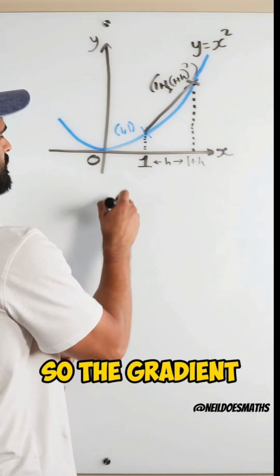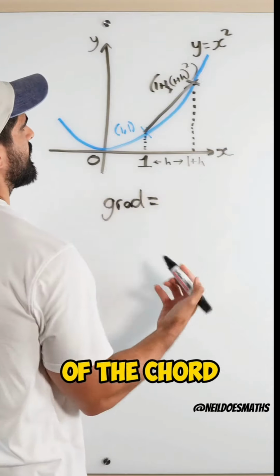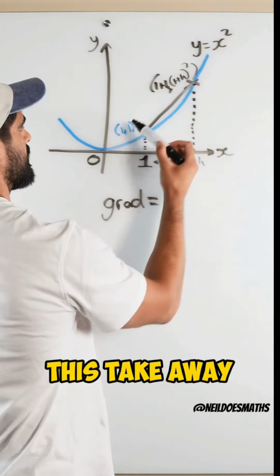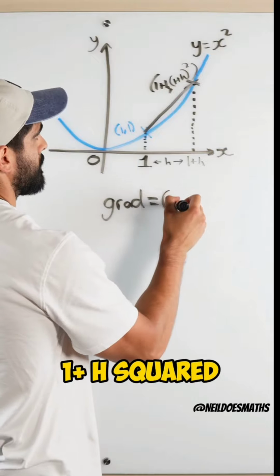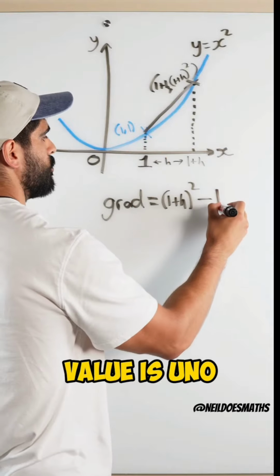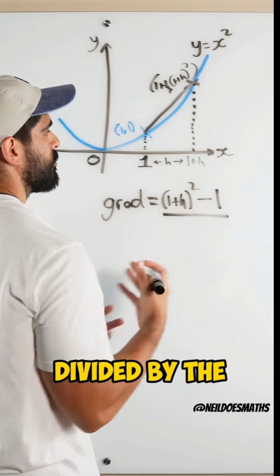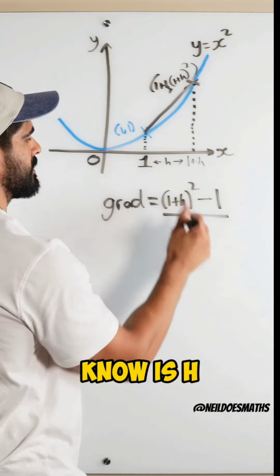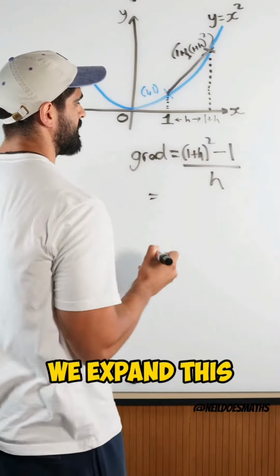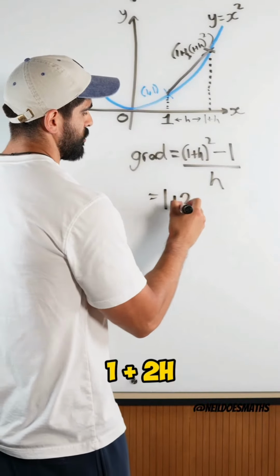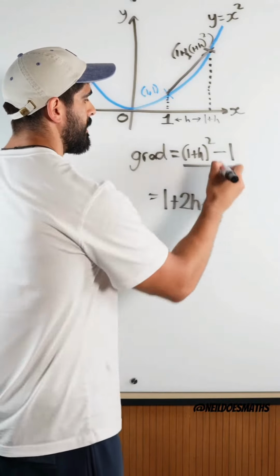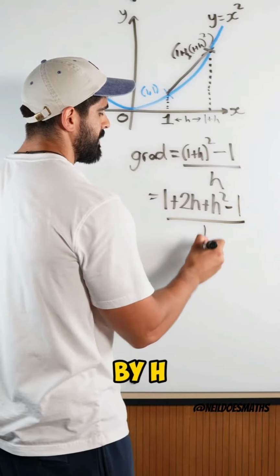To find the gradient of a line, all we do is the change in y over the change in x. So the gradient of the chord is the change in y, subtraction of y values. We're going to do this, take away this. So we're doing 1 plus h squared minus this y value is 1, divided by the change in x values, which we already know is h. Now we need to simplify this. We expand this bracket. 1 plus 2h plus h squared. You can write out this bracket twice. Minus 1 divided by h.